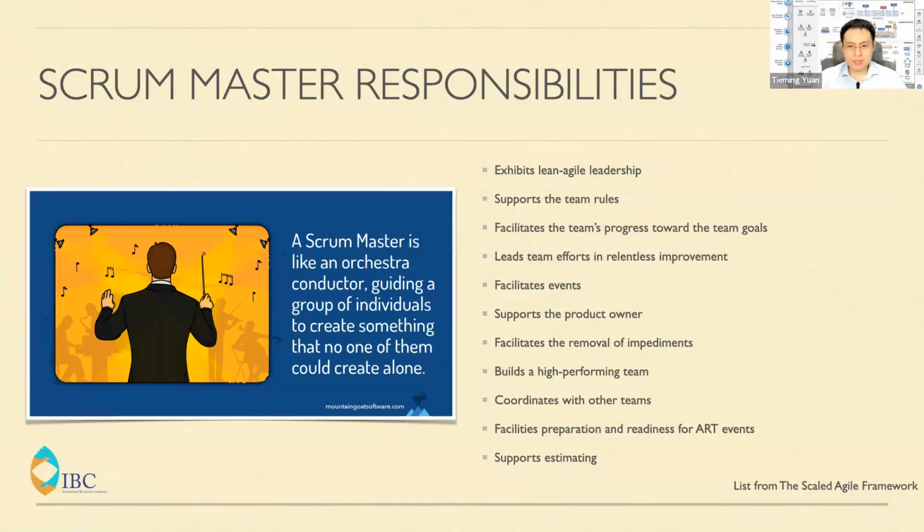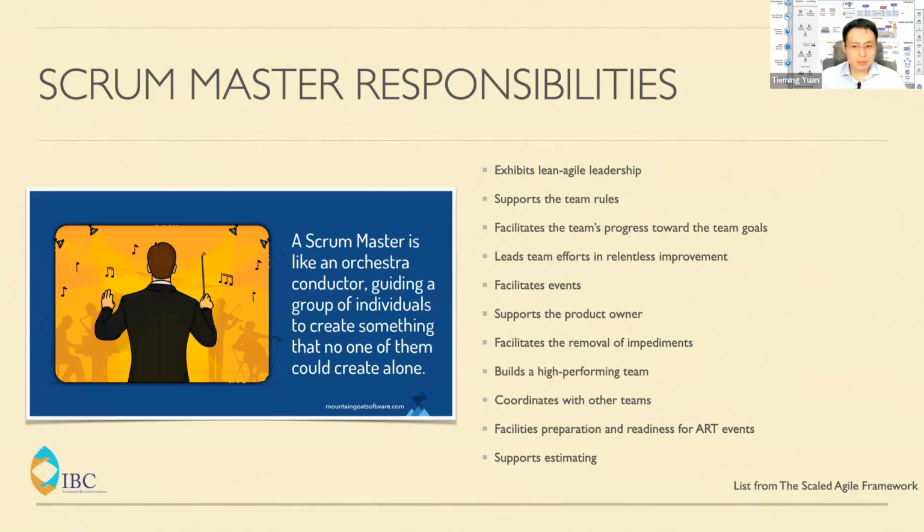So a Scrum Master must exhibit lean Agile leadership support. So create the rules. I see it as a referee. Facilitate the team's progress towards the team goals. So every sprint will set the sprint goals, and lead the team effort in relentless improvement. He or she will facilitate events, the different events or ceremonies, as we call them in Scrum. So there's backlog refinement, daily stand-up, sprint retrospective, sprint review, sprint planning.